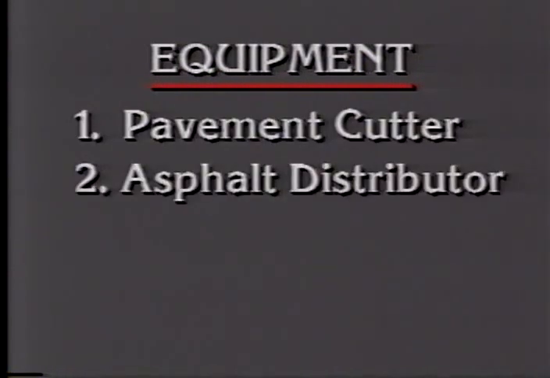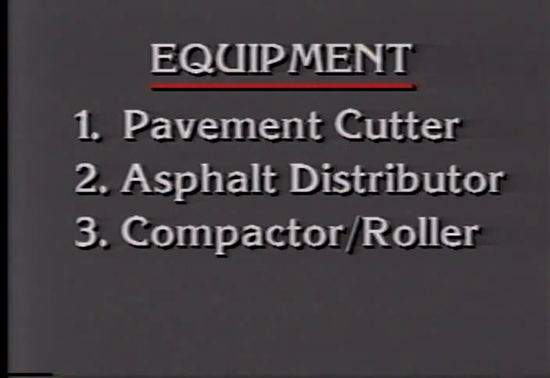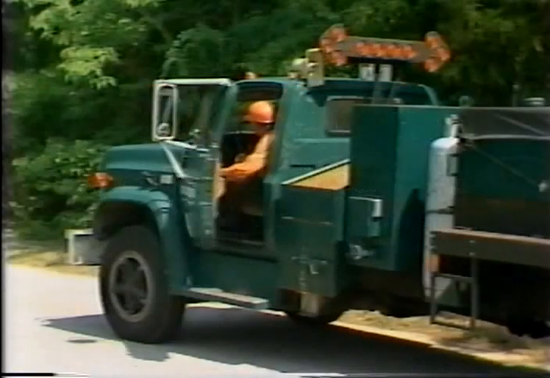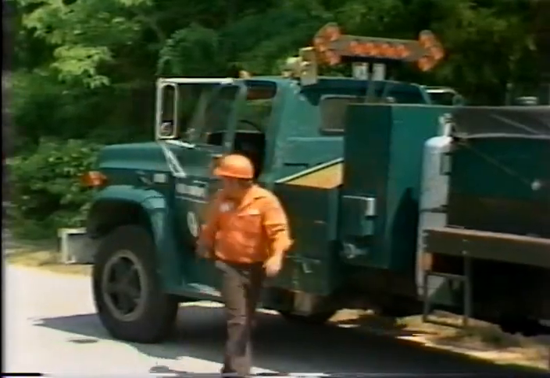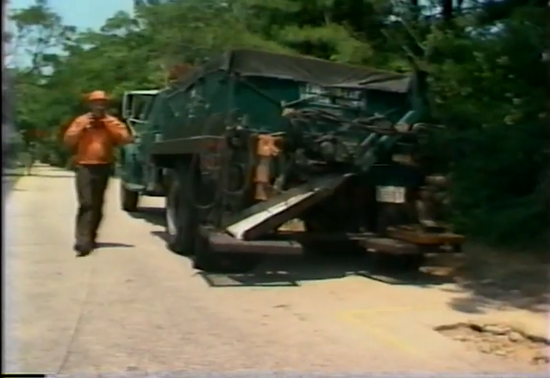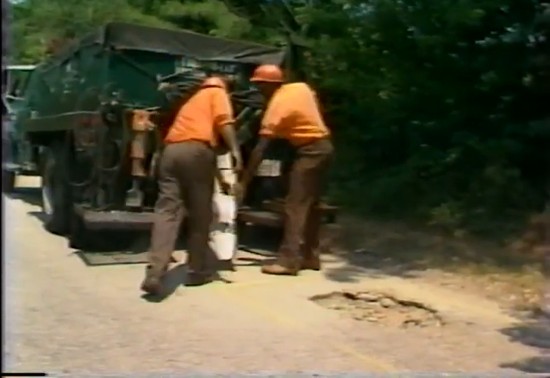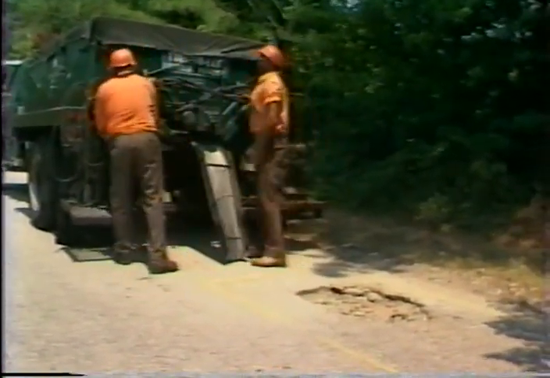Proper pothole repair requires the following pieces of equipment. 1. A pavement cutter. 2. An asphalt distributor. 3. A compactor or roller. 4. A truck. Various types of pothole patching equipment are available. Self-contained units that have all the essential equipment make pothole patching a very efficient operation.